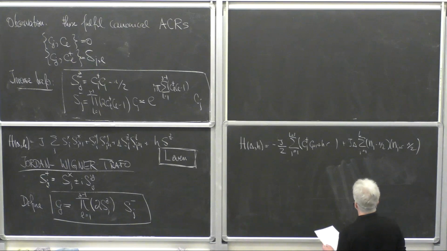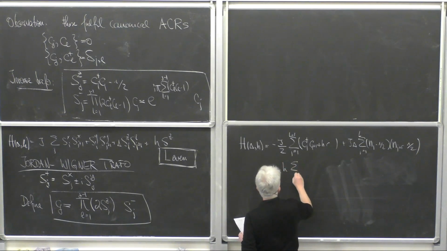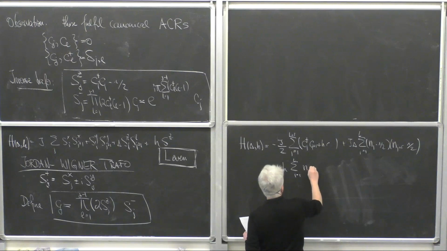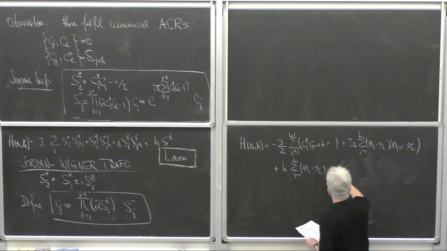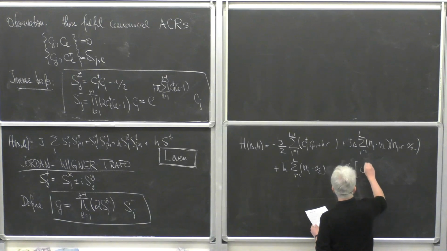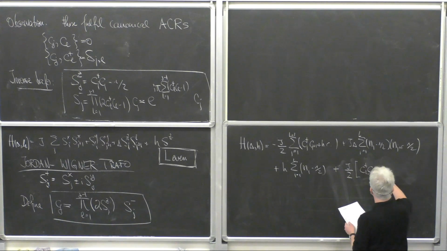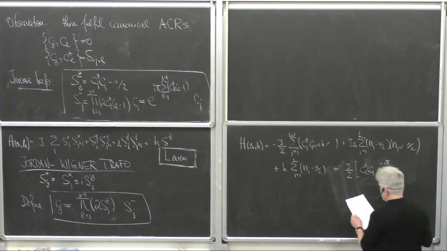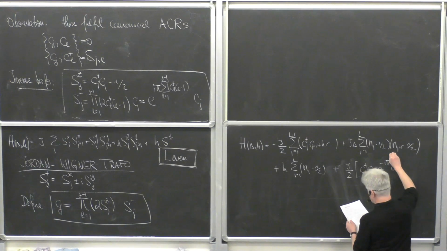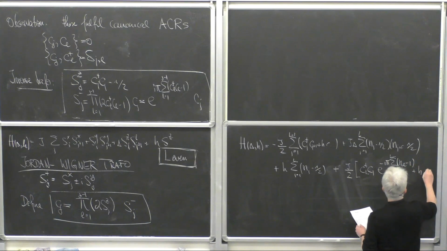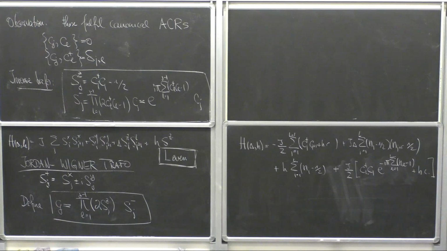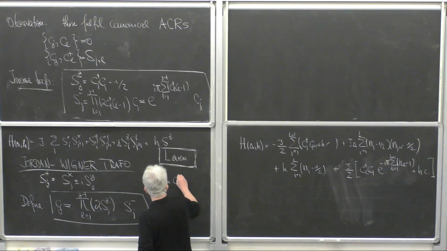So we have this, then we have the magnetic field term, and last but not least, there is the interesting part, C†_L C_1 e to the minus iπ N_{L−1}, plus Hermitian conjugate. Here I define N_j as C†_j C_j.